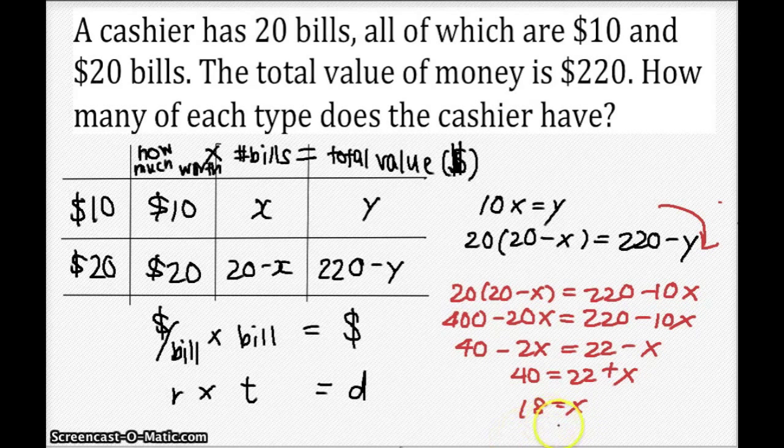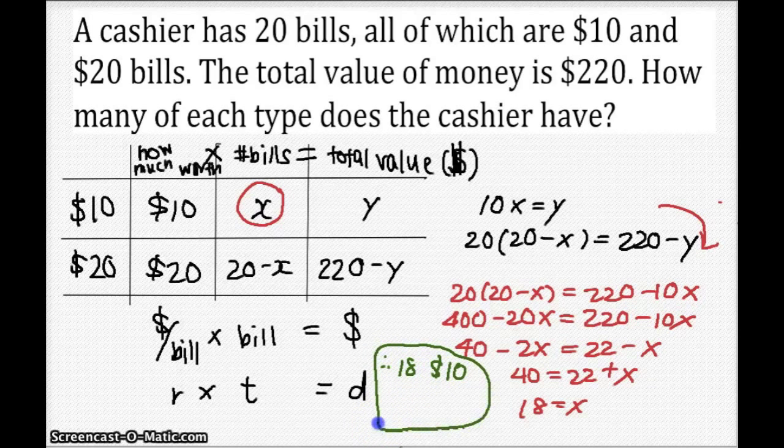So x is 18, so this is what we got for this. That means the cashier has 18 $10 bills. So I'll write the answer in green. So therefore, 18 $10 bills. Here, this is the answer, so I'll make a little box around it.